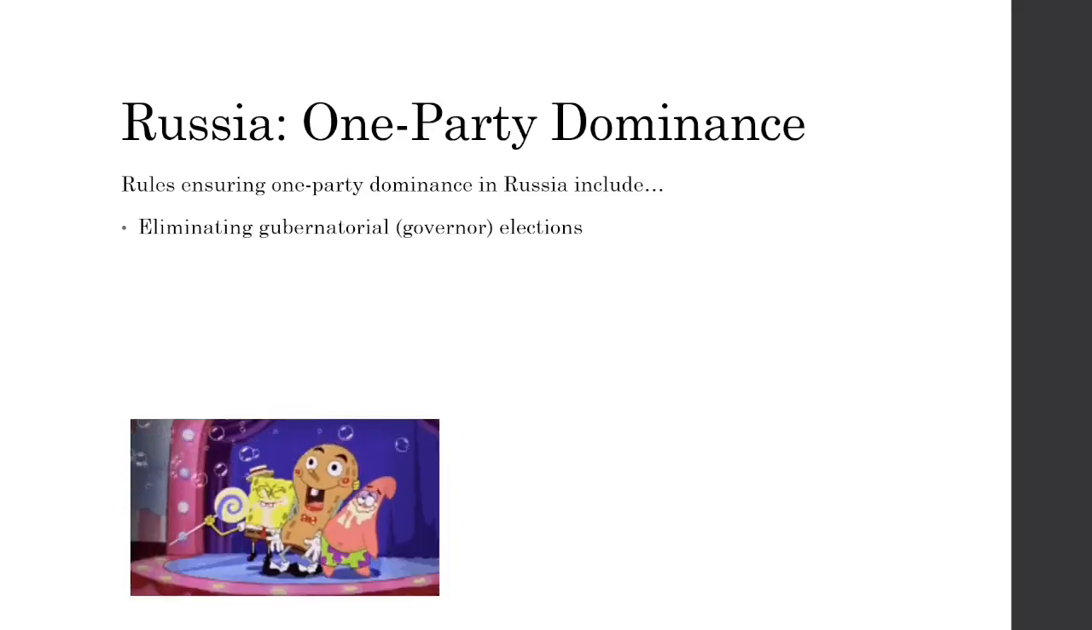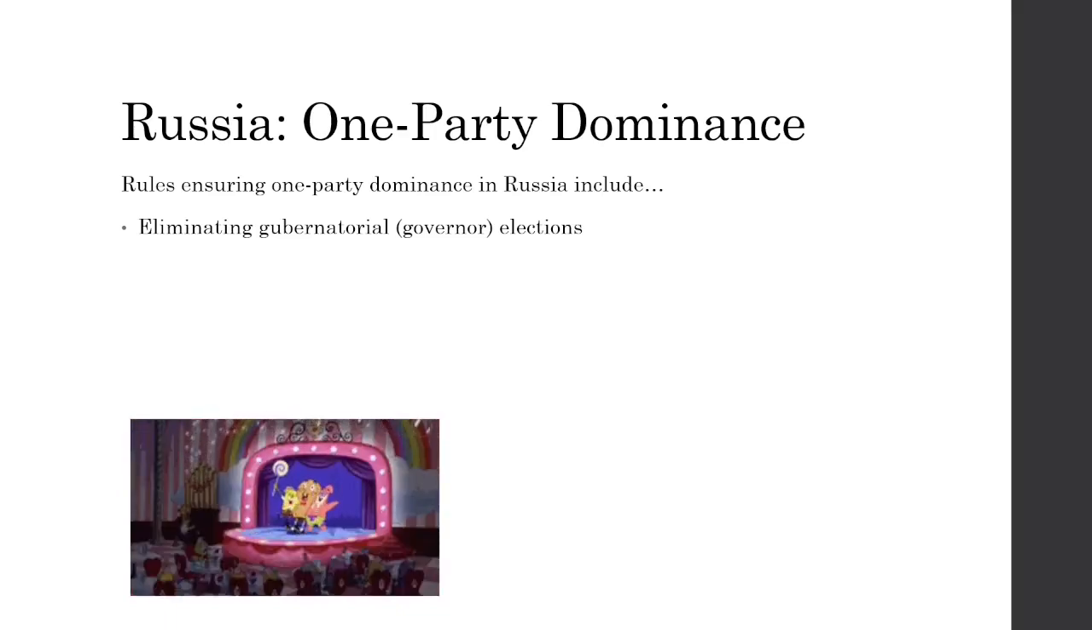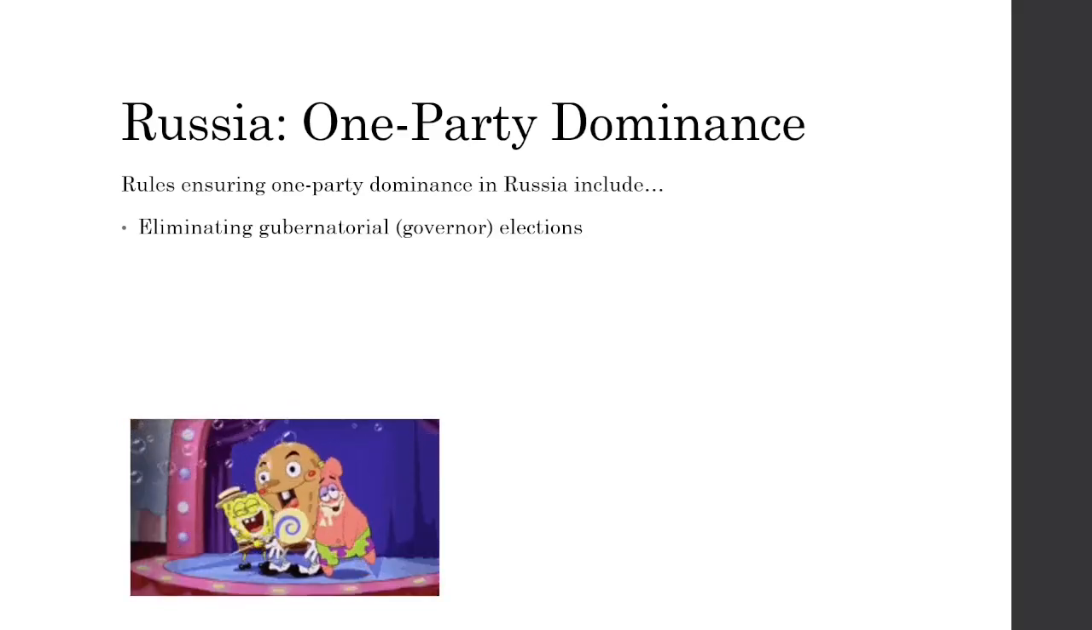This is a term that College Board likes to use on the AP exam. Gubernatorial. I think it is gubernatorial. All right, you can say gubernatorial as well, depending on whatever you want to use.